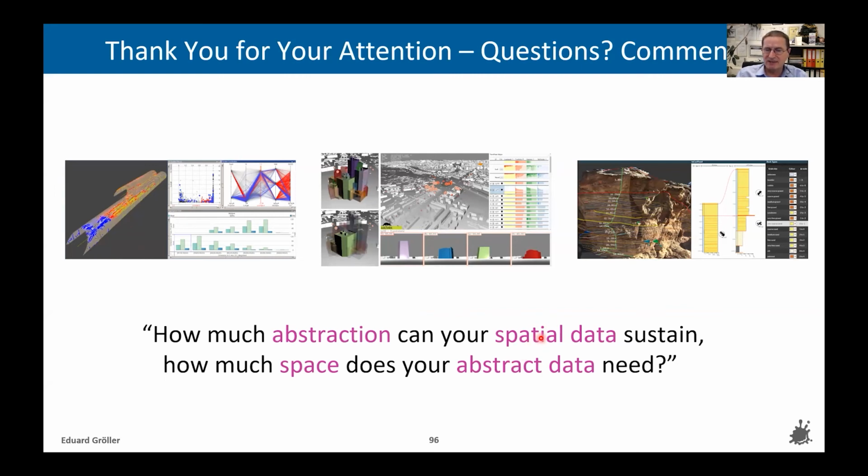How can you combine those? And how much abstraction can your spatial data sustain so that you can still show what you need for fulfilling your goals? And on the other hand, how much space does your abstract data need? So thank you very much for your attention, and I'm open for questions.